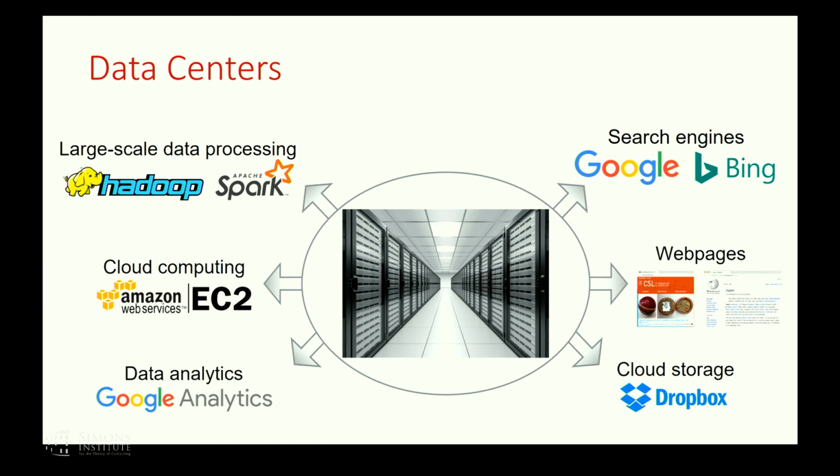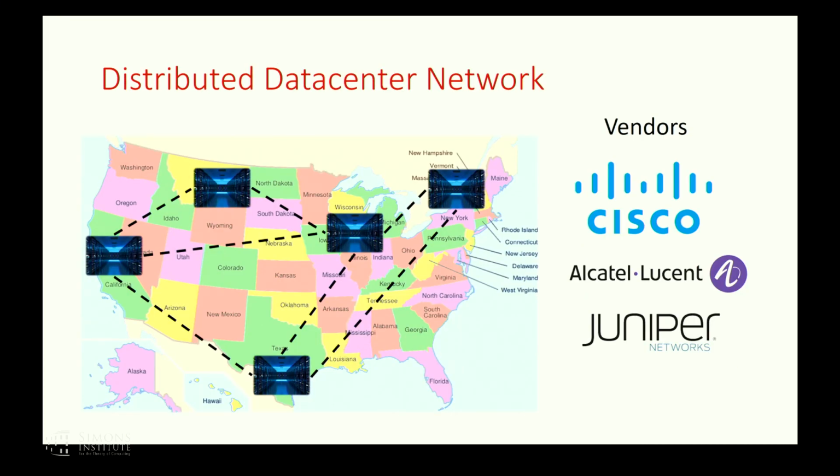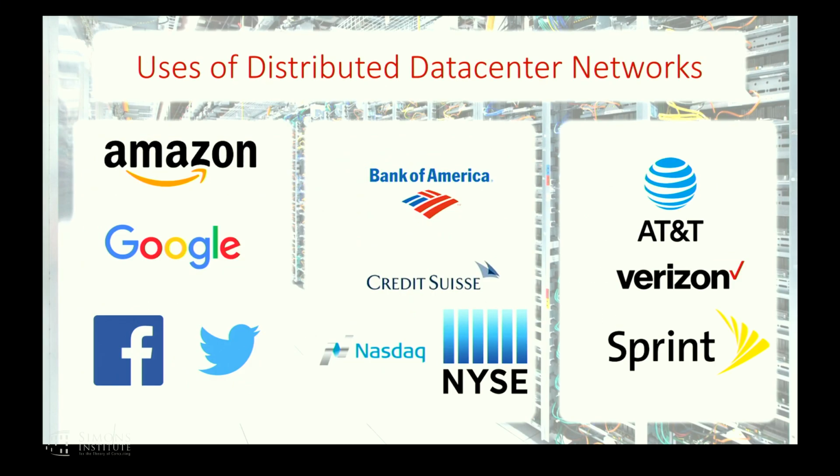Everybody knows what a data center is. A data center is a large collection of servers. It's used by all the major companies that you can think of these days. And the data center network is a network of these data centers. Each one of these is the picture that I showed in the previous page, and they're all interconnected. They're geographically distributed, and they're interconnected in some fashion. Normally when you think of distributed data center networks, you think of Amazon, Google, Facebook, and so on. But it's also used by banks, and it's also used by AT&T, with whom we collaborated on this project, and Verizon, Sprint, and all major wireless service providers.